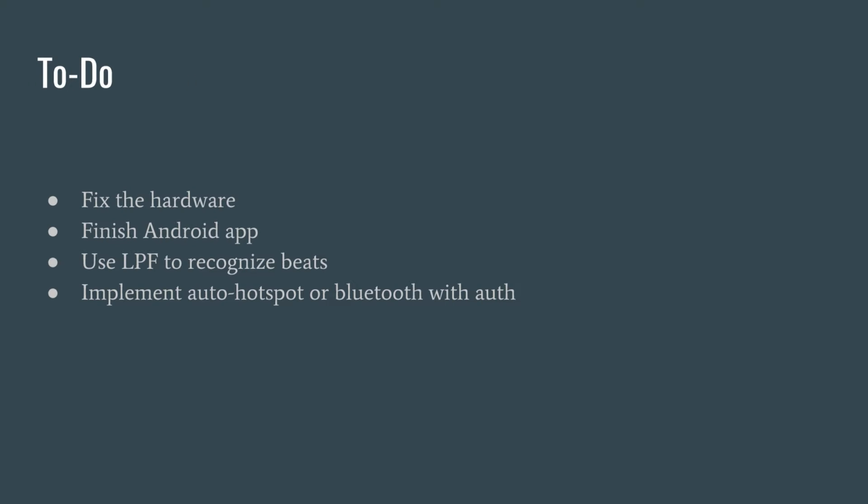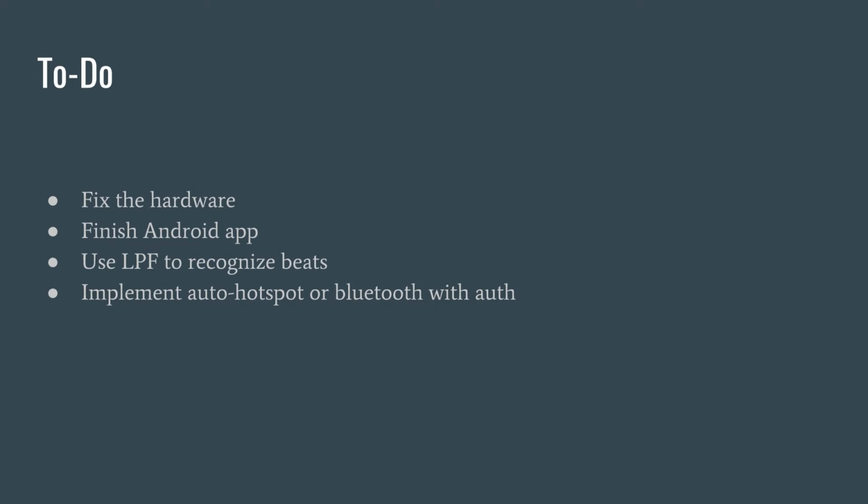In my to-do list, the first step is obviously to fix my hardware. Secondly, I want to finish up the Android app. While it's not technically difficult, I'm focusing more on the design and UI, including an authentication portal for people to use. Third, I want to use a low-pass filter to recognize the beats by only registering specific frequencies such as 60 or 100. This way, I no longer need a sound impact sensor, which keeps the package smaller. Finally, the last step is to implement an auto hotspot or Bluetooth option so that I can connect to my Raspberry Pi anywhere.